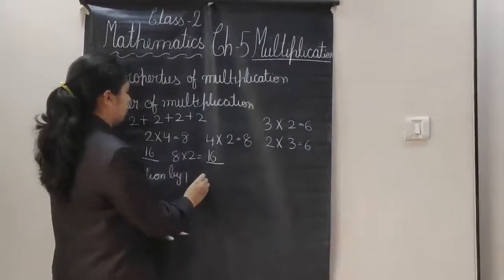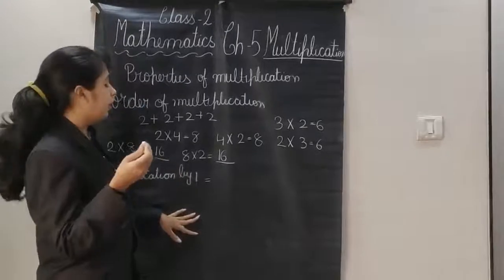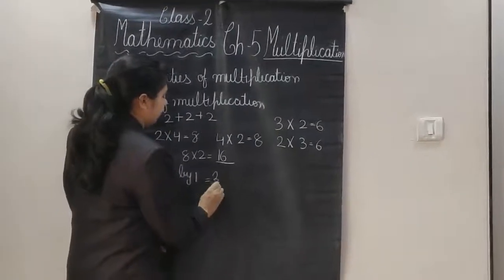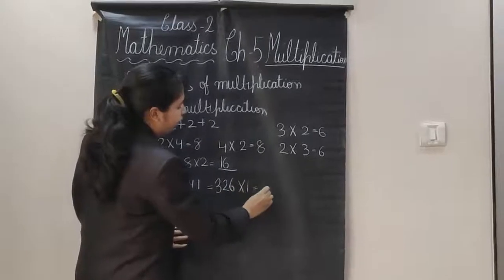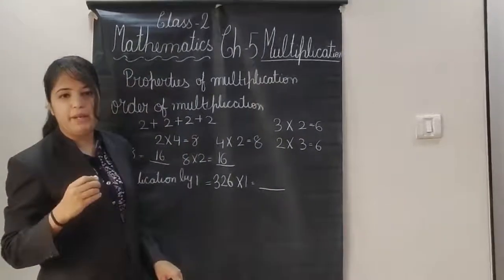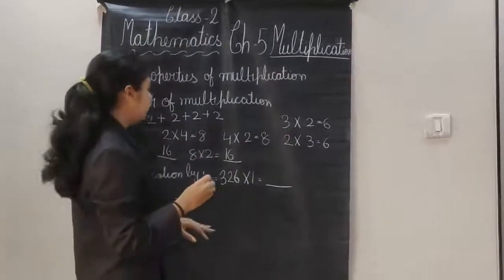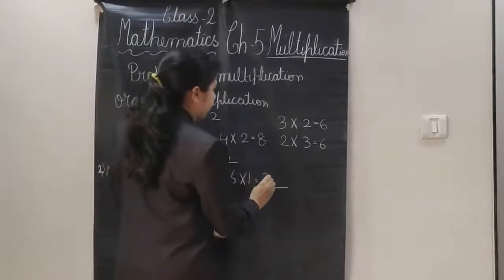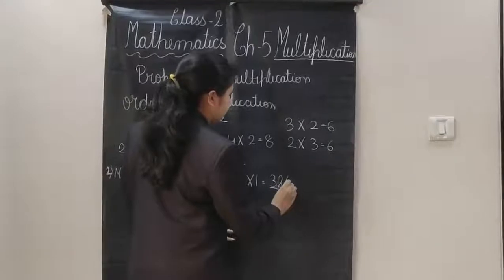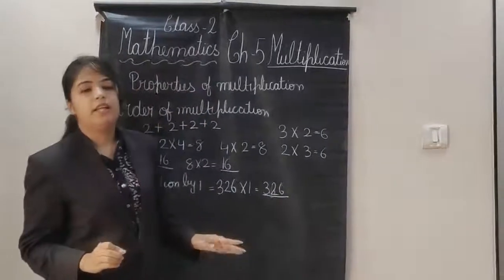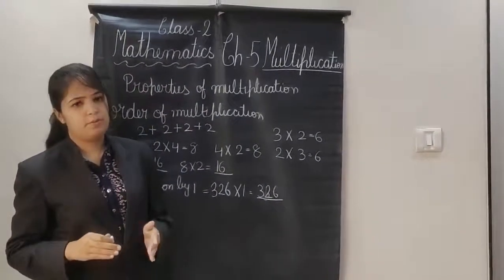Suppose my teacher has given me the number 326 multiplied by 1. So the answer will remain the same. 326 by 1, the answer is 326. No need to worry whether the number is big or small.